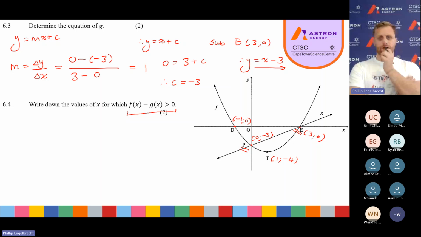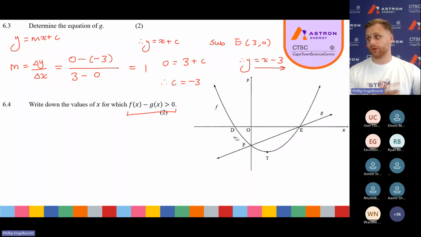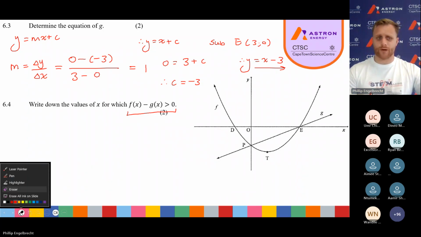So let's try and figure out the answer. What I'm going to do is clear out all these other points because it is making the graph look a bit messy. I'm just going to rub out some of this ink over here, because we don't actually need these points to answer this last question.